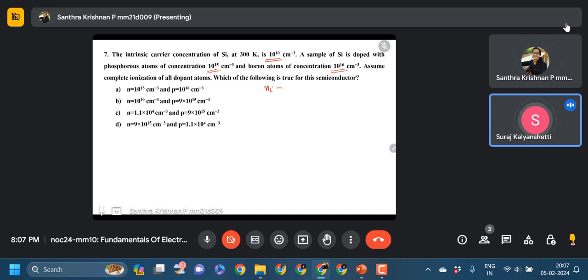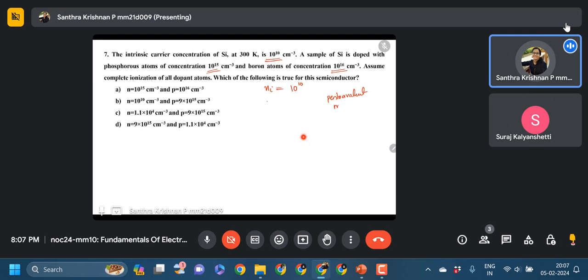I would be interested. So Ni is given to you. Ni means the intrinsic carrier concentration, that is 10 power 10. Here two types of doping are used. First, phosphorus, which is pentavalent, meaning it adds more electrons, that is 10 power 15. And then boron, which is trivalent, that is 10 power 16. So 10 power 15 electrons were added and 10 power 16 holes were added.